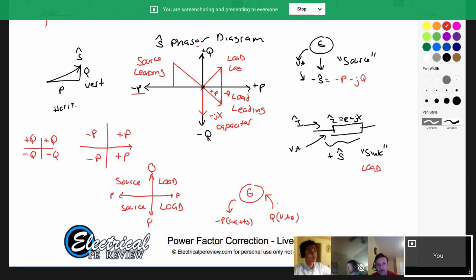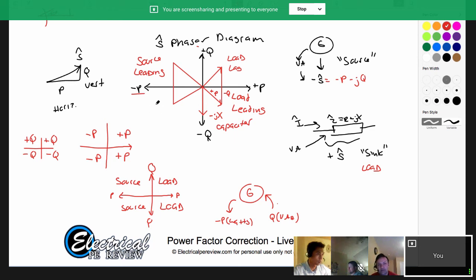So how about, let's look. Zach, is it possible to talk about this in terms of current and voltage and determine where the current is leading and lagging? Sure. We'll do that right after this, and then we'll compare them.